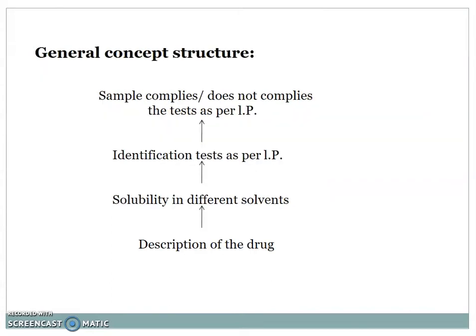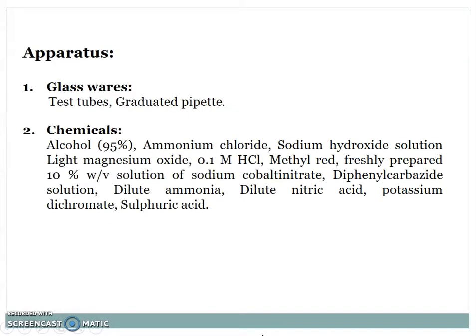General concept structure. First of all, start with description of the drug, then solubility in different solvents such as water and alcohol. Identification tests which are enlisted in the Indian Pharmacopoeia, and after performing all the tests we get whether the sample complies or does not comply with the test as per Indian Pharmacopoeia. So let's start with the apparatus which are required for identification test.